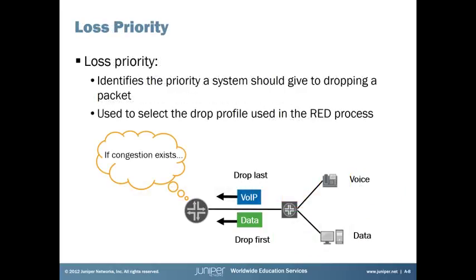There's another thing we can set up called loss priority. Loss priority identifies the priority that a system should give to dropping a packet. That particular priority is used to select the drop profile used in the RED process. Now, RED stands for Random Early Detection.